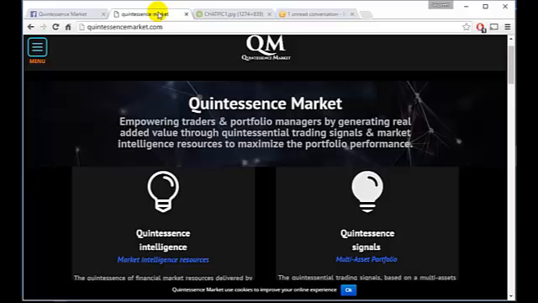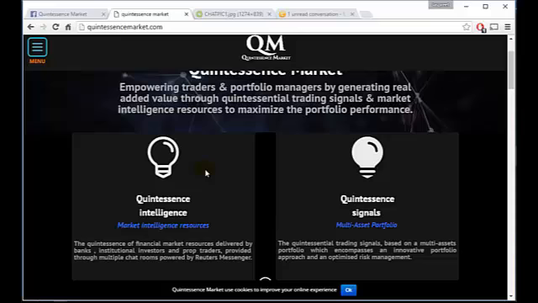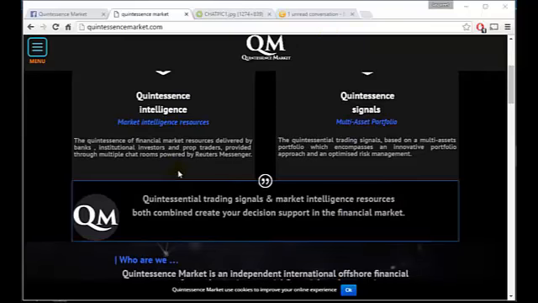to provide the service to clients by empowering the traders and the portfolio managers. Once they're signed up, and again, there's a free trial if you want to check it out, that's totally fine, you can exactly see what they're doing. They have two different resources they focus on. One is Quintessence Intelligence, which is made up of a chat room. This chat room is powered by Reuters, and another one is a signal. They provide the signal directly to your email or however you want to subscribe to it.